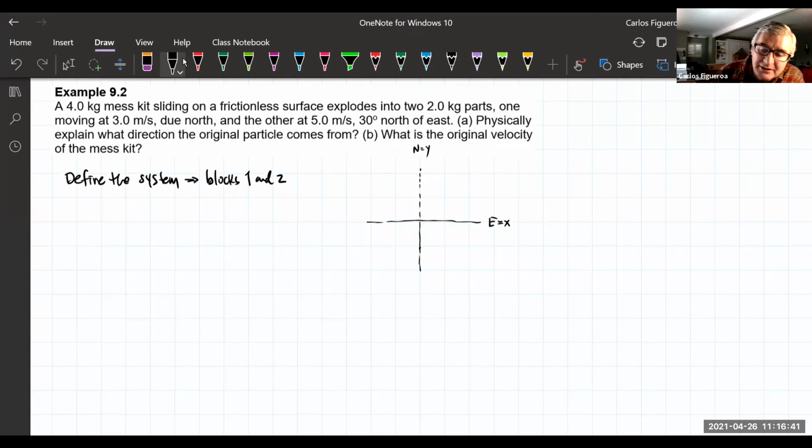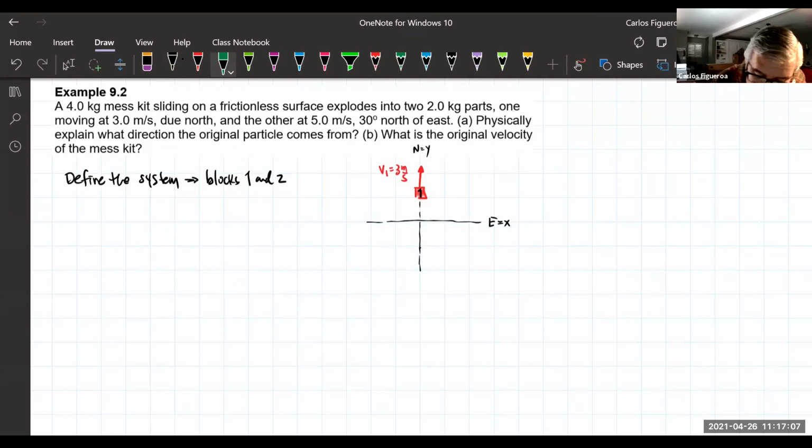Now, one of the things that we're seeing here is that there's one block, let's say it's my red block. So when I look at my red block, it's going to be moving in this direction here. And I'm going to call this block number 1. And typically I would put a little 1 right here.